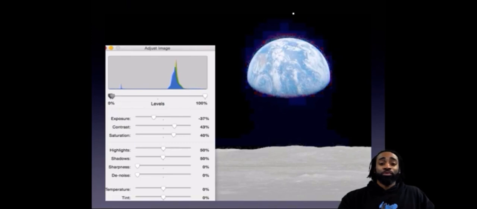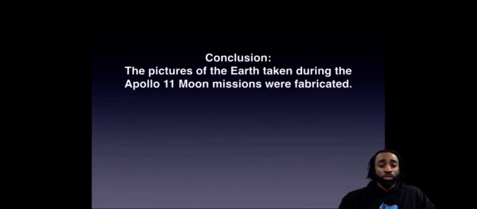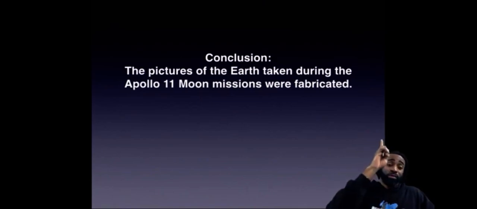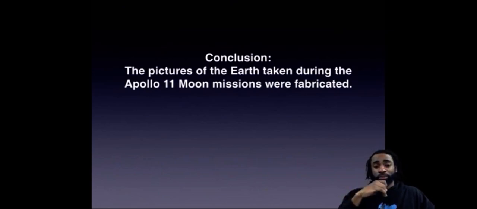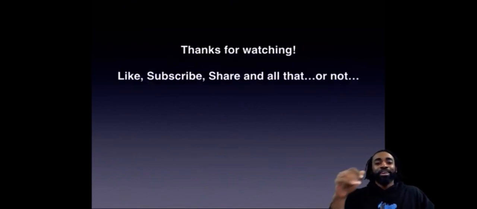So, yeah, I just wanted to share those things with you. Conclusion, the pictures of the Earth taken during the Apollo 11 moon missions were fabricated. That's my conclusion as far as looking at this stuff. Just as far as the angle of the Earth in conjunction with the position of the Apollo 11 lunar site. If your head's facing like towards the Earth, like the little stick man showed, then that means that the camera's going to have to point up in order to take that picture. So, yeah, that's all I got for that. Anyway, but that's my opinion on the situation.